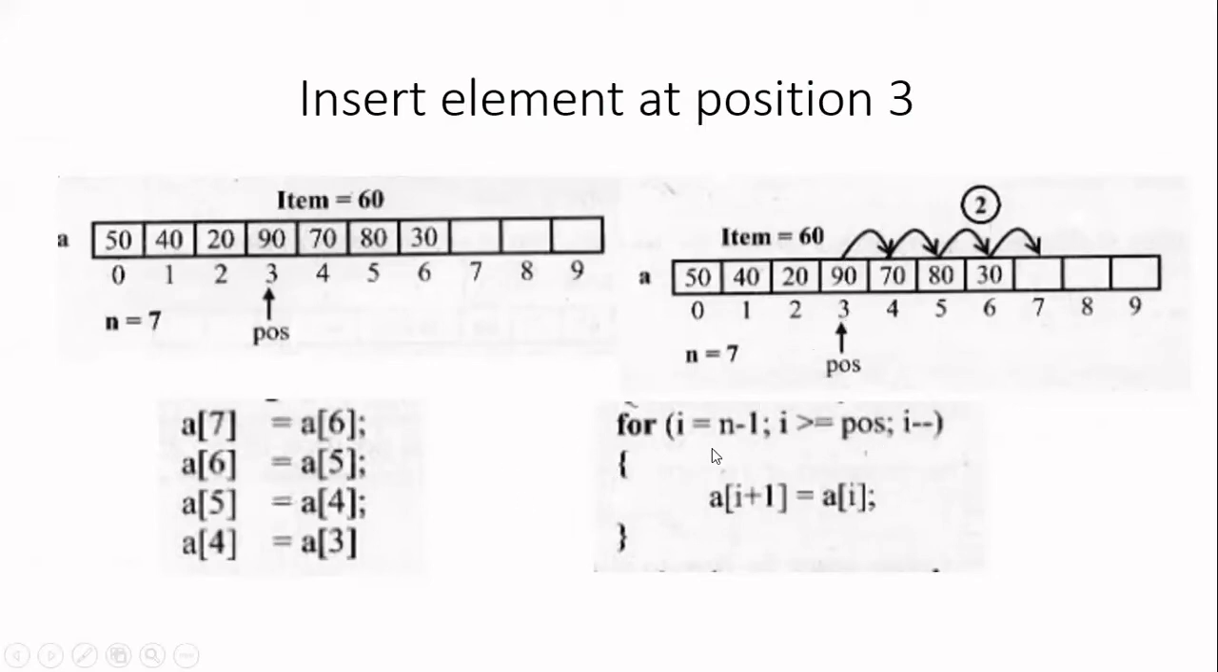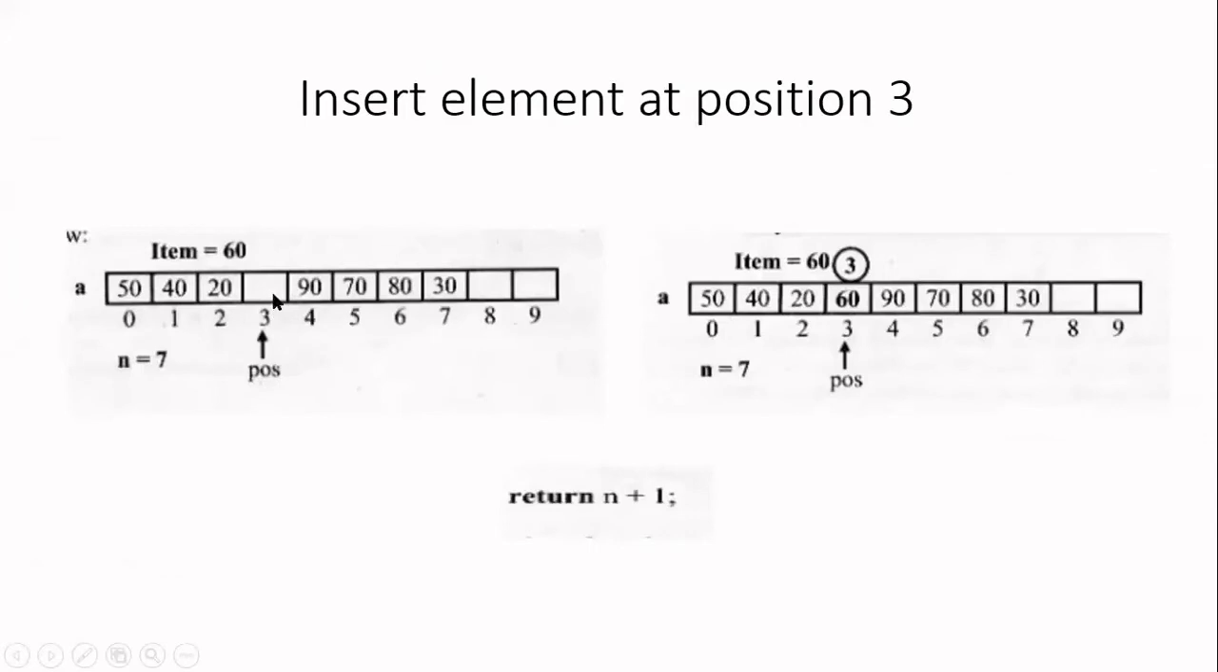After you do this, what is going to happen is all these elements will be moved. Then we will have a free space. So here at a of 3, you will have a free space. Actually, will it be empty? Can anyone tell me what will be the content of a of 3?